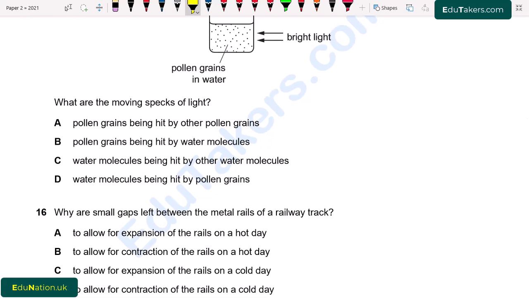A, pollen grains being hit by other pollen grains. B, pollen grains being hit by the water molecules. C, water molecules being hit by other water molecules. D, water molecules being hit by the pollen grains. So here B option is correct, which is pollen grains being hit by the water molecules.